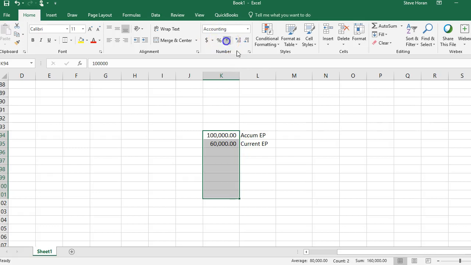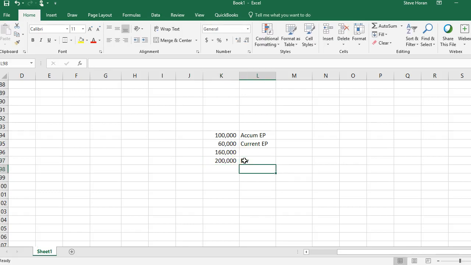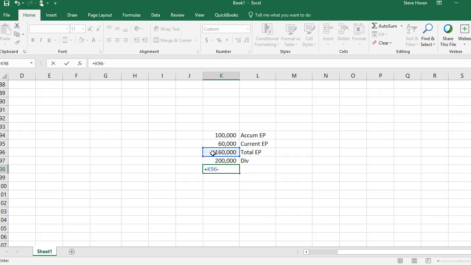So 160,000 total E&P. They each are receiving, remember, 200,000. So you can see that's 160, and they're receiving 200,000 total. The dividend is 200,000, and this is the total E&P. So clearly the difference is 40,000. There's 40,000 left over to reduce basis, which is 20,000 each.